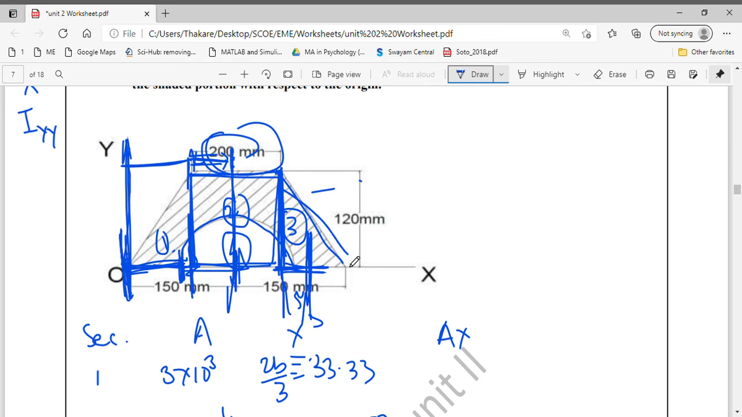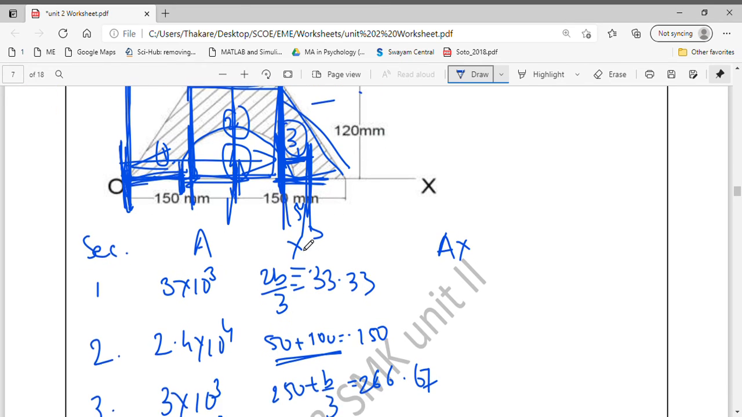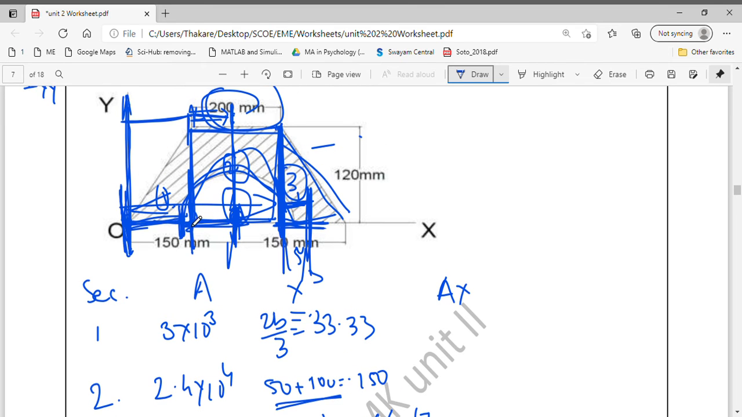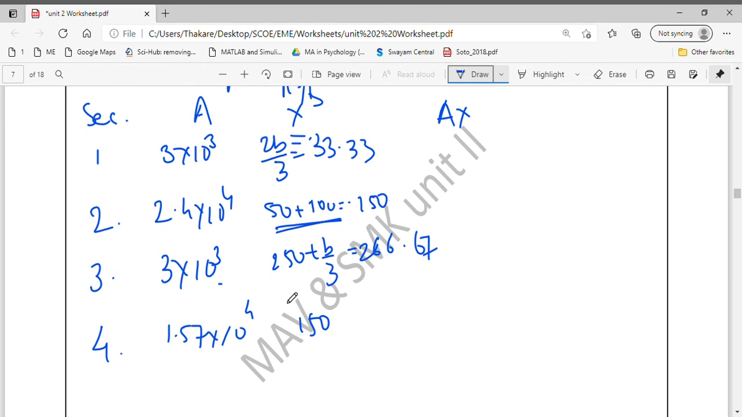Similarly for this right angle triangle, यहाँ पर आपका y-axis है, तो यहाँ से आपका distance from y-axis comes out as b by 3. So from this point ये इतना distance plus b by 3, itna distance was 250 plus b by 3. And for semicircle, it lies on the center, so the radius is 100 and this much distance was 50, so 100 plus 50 is 150.